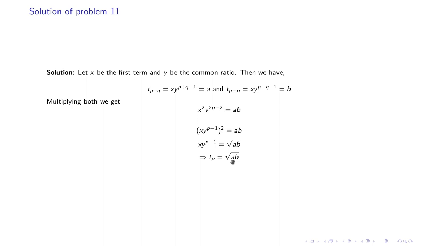Now we multiply both the p plus qth and p minus qth terms, and we get x square y to the power 2p minus 2, because q gets cancelled, and this multiplication is equal to AB. So we can rewrite the left hand side as xy to the power p minus 1 whole square is equal to AB. Now we take the square root on both sides to remove the whole square, and we have xy to the power p minus 1 is equal to square root of AB. Now xy to the power p minus 1 is nothing but the pth term, so tp is equal to square root of AB.